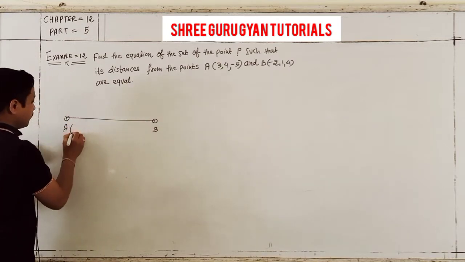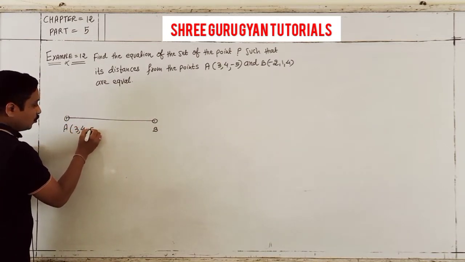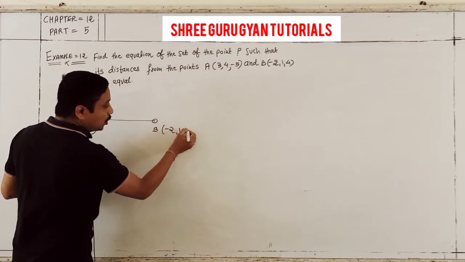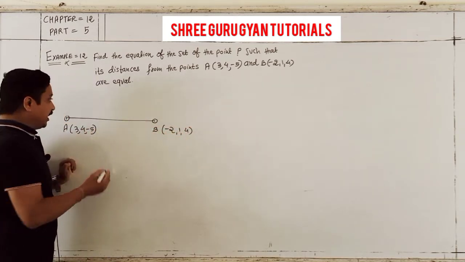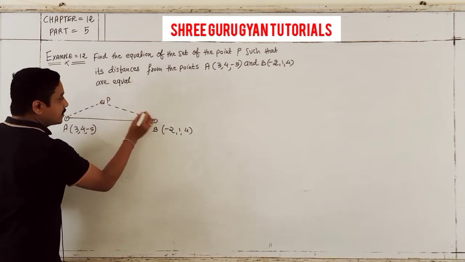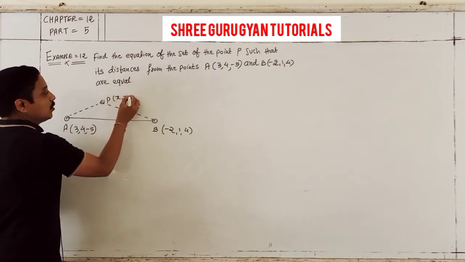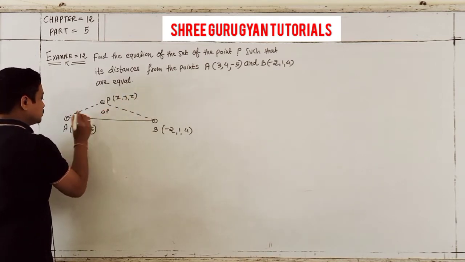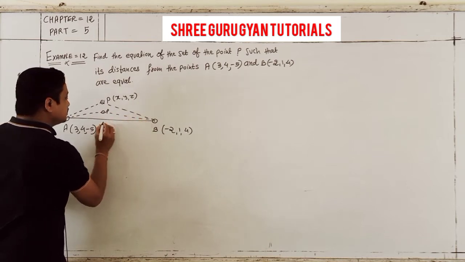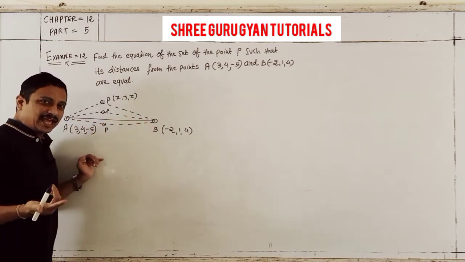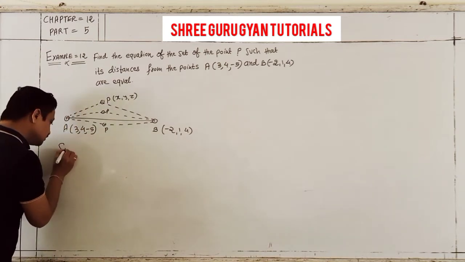A I have 3, 4, minus 5, B minus 2, 1 and 4. And students, one point is equidistant from both A and B. Please consider it x, y, z. Maybe your P is here, so that also your distance is equal. Sometimes P is here, and your distance is equal anyway.